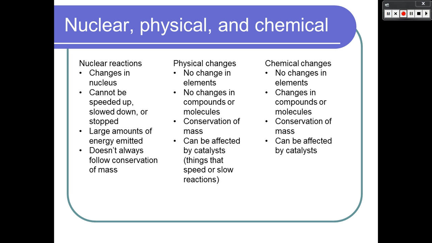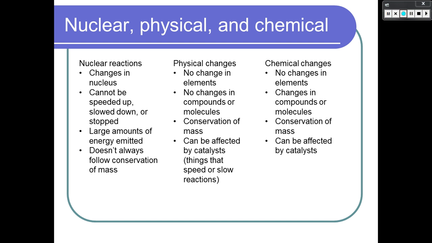Nuclear reactions, there's no way to speed them up, slow them down, or stop them. They happen very naturally. You can get more to happen, but you can't speed up the actual reaction. So for example, if you have a lot of uranium, you can cause a lot of fission of different atoms, such as in a nuclear bomb, but you can't speed up that reaction or slow it down or stop it. Once it starts, it proceeds, and these happen naturally.